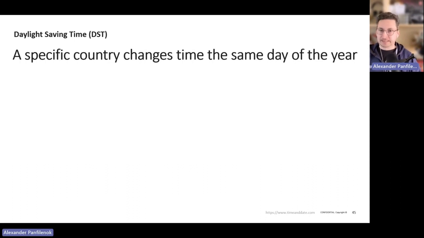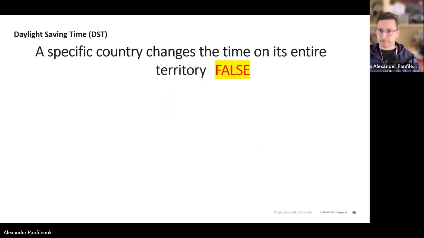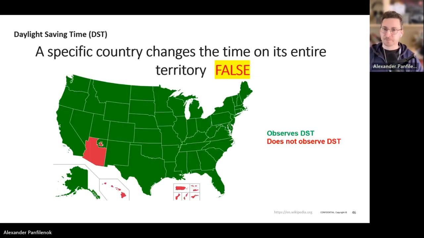Okay, maybe at least a specific country changes the time the same day of a year. Also false. Here is a DST schedule for France. But at least a specific country changes the time on its entire territory. And it's also false. Here is the US.